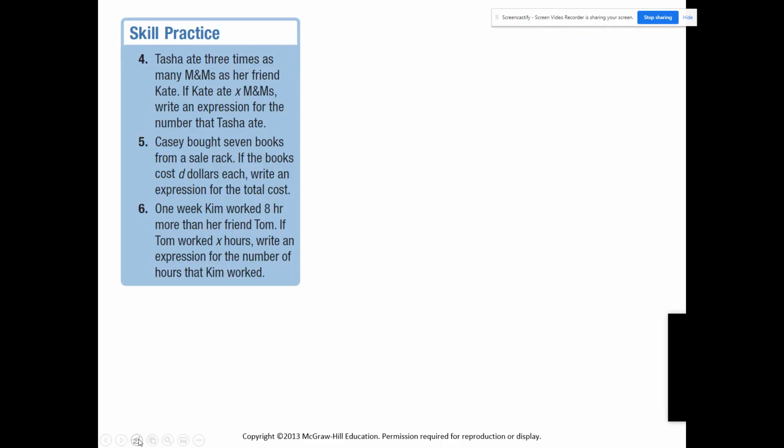All right, so here's a couple examples for you to try, and I'll help you with them. For 4, it says that Tasha ate 3 times as many M&Ms as her friend Kate. If Kate ate X M&Ms, write an expression for the number Tasha ate. So we don't know how many Tasha ate, but we know that she ate 3 times as many as Kate, and Kate ate X. So it would be 3X.